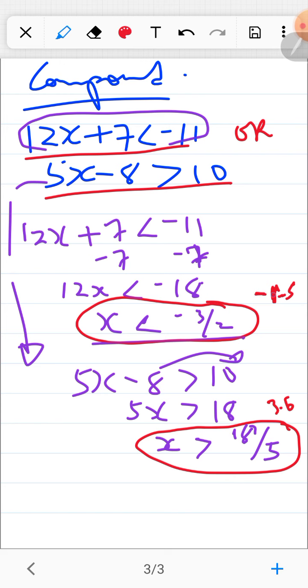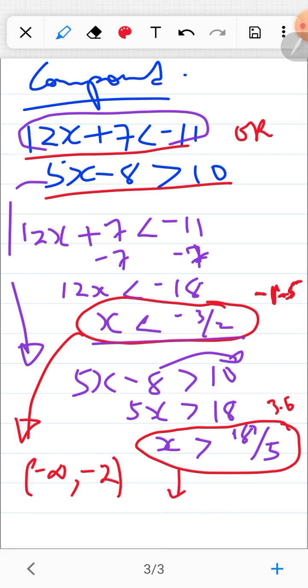So if I want to write it specifically as a whole number, since it's less than negative 1.5, then the smallest whole number that it can be is 2. Negative 2, sorry. That means it goes from negative 2 to negative infinity. Not included, not included. So that's that solution.